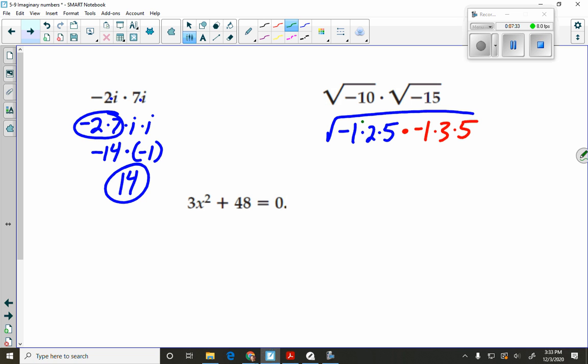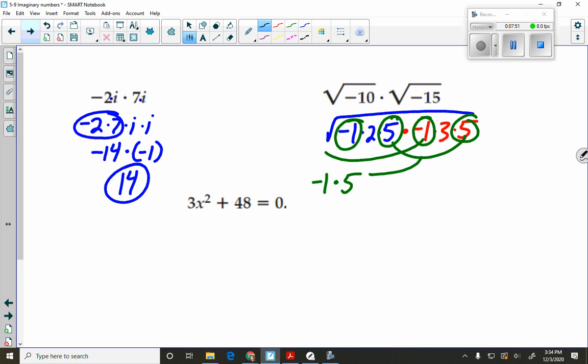Do you notice I have a pair of negative 1s? Okay, those can come out as a negative 1. I also have a pair of 5s, so a pair of 5s can come out, that's a 5. What's left? Oh, 2 and 3 are different. I can't put those together. Those are going to have to stay inside the square root as a 2 times 3. So now when I multiply this together, what's outside? A negative 1 times 5 is just a negative 5 times the square root of 6.